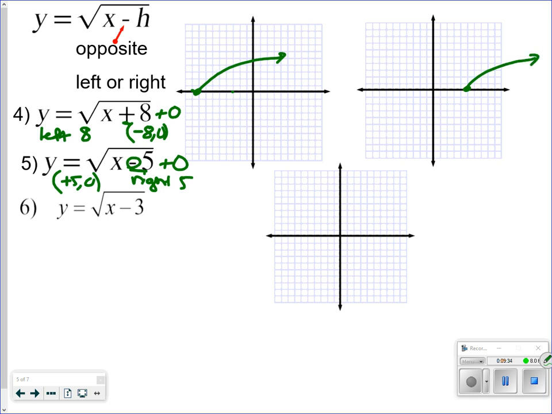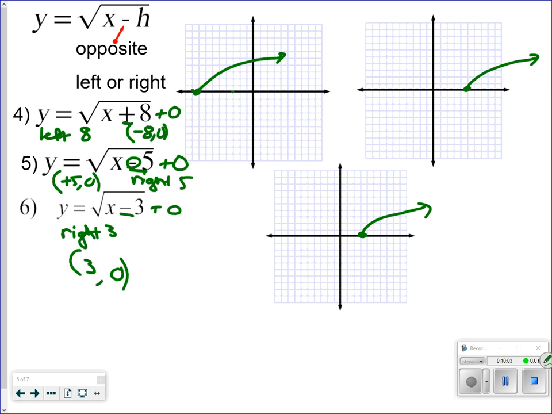And then number 6, y equals square root of x minus 3. This one says negative 3. We have to do the opposite of negative. That's positive. Positive means we move to the right. So go to the right 3 spots. And again, nothing in the back. So go to the right 3 with your start. Up and to the right. There's your picture.